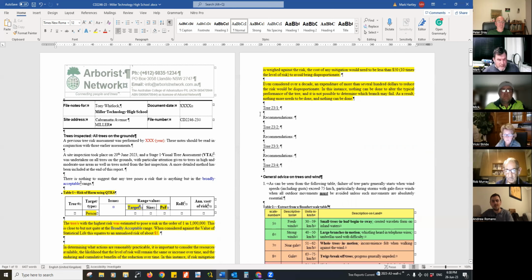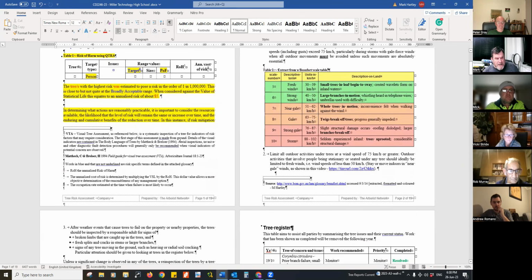So here it says, I did a stage 1 visual tree assessment, defines what that is down here, and it says aerial inspections, invasive and other diagnostic fault detection procedures will generally only be recommended when visual indicators of potential concern are observed. So if I see a tree with a cavity, I just think of one, I've just finished the report today. It's a cavity in a limb or stem, one of 3 stems leaning over a playground. I looked at it and I said, I'd be quite happy to have that as a 6, because it's got an issue. So I've taken it from our 7 down to 6.